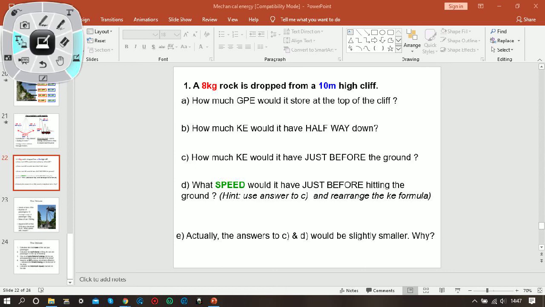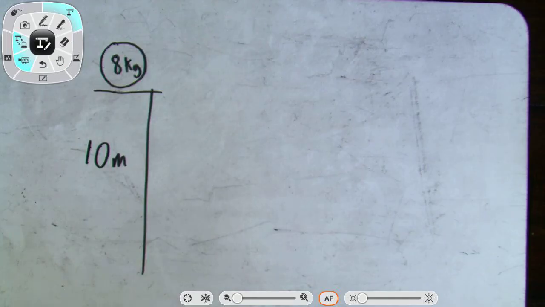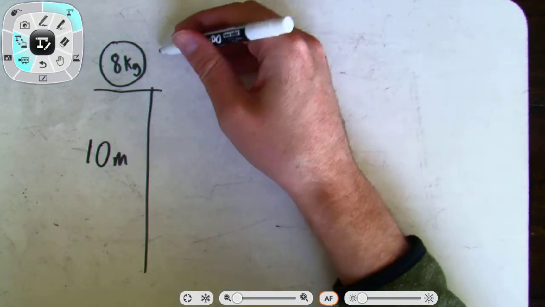Let's have a look at these questions here on slide 22 then. So an 8-kilogram rock is dropped from a 10-meter high cliff. How much GPE, gravitational potential energy, would it store at the top of the cliff? So the first thing I want to do is work out how much GPE this has.